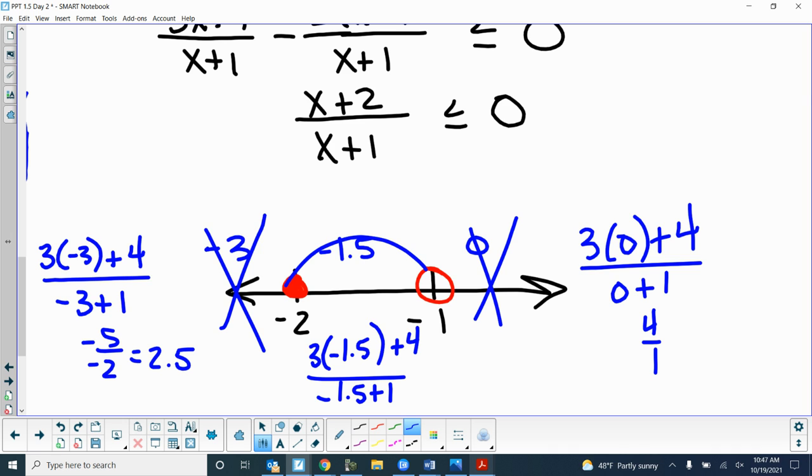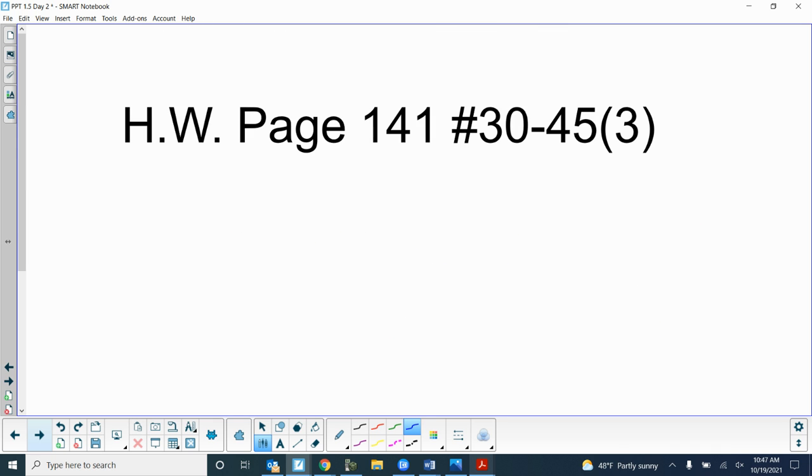Questions on the fraction ones. They're pretty similar. You want to, again, have 0 on the right, everything on the left. Once you get it to a single fraction, find your critical values and then plug them into the original problem. So same page, 30 to 45 by 3. Not a whole lot of problems. Probably 2 or 3 of each.